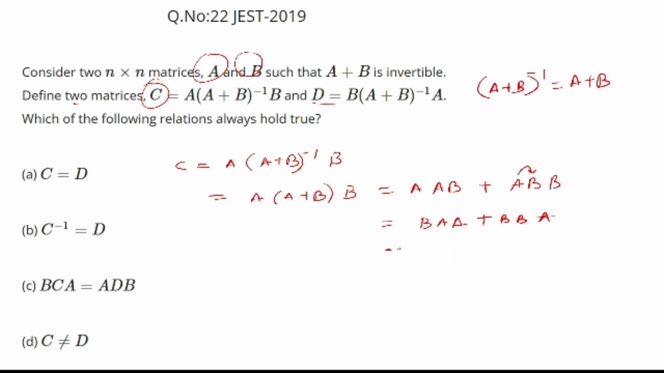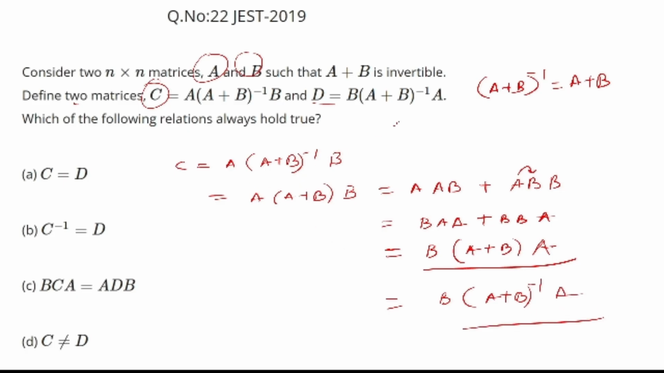Now take B common first, it will be A plus B, and B last. So this is the same as D. Since A plus B is A plus B inverse, B into A plus B inverse into A. So option A will be the correct one.